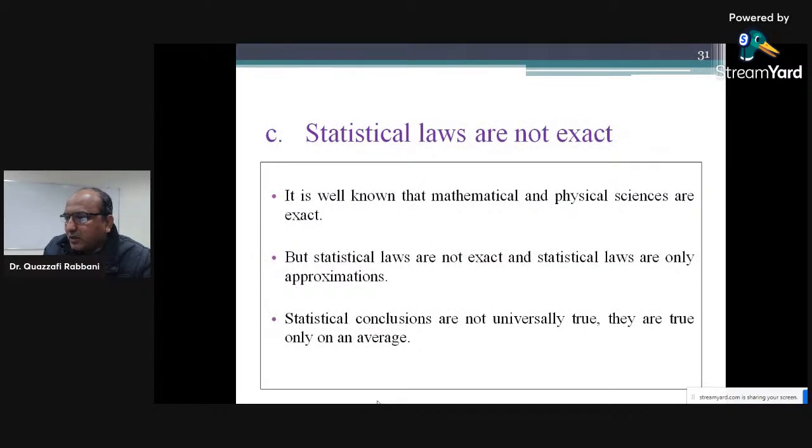Now, statistical laws are not exact. Statistical observations and statistical laws are not exact. Similarly, unlike mathematics and physical science, statistics always gives an approximate result, while mathematics and physical science give the exact result. So, statistics always gives the approximation or expected result. Statistics never gives you the exact result.